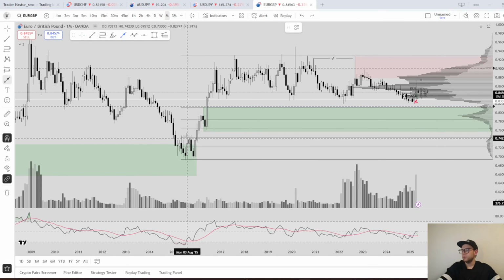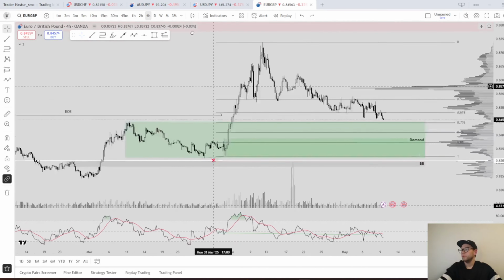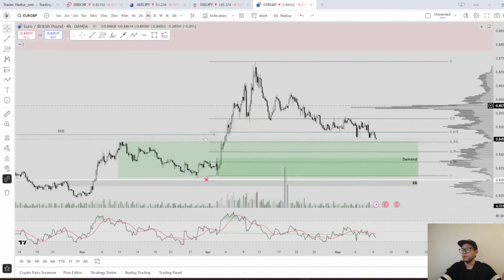What I expected here, price came to mitigate our demand zone, or this is like global scenario. But now what I see now, as you notice, we between support and resistance zone, but we can take local entry.